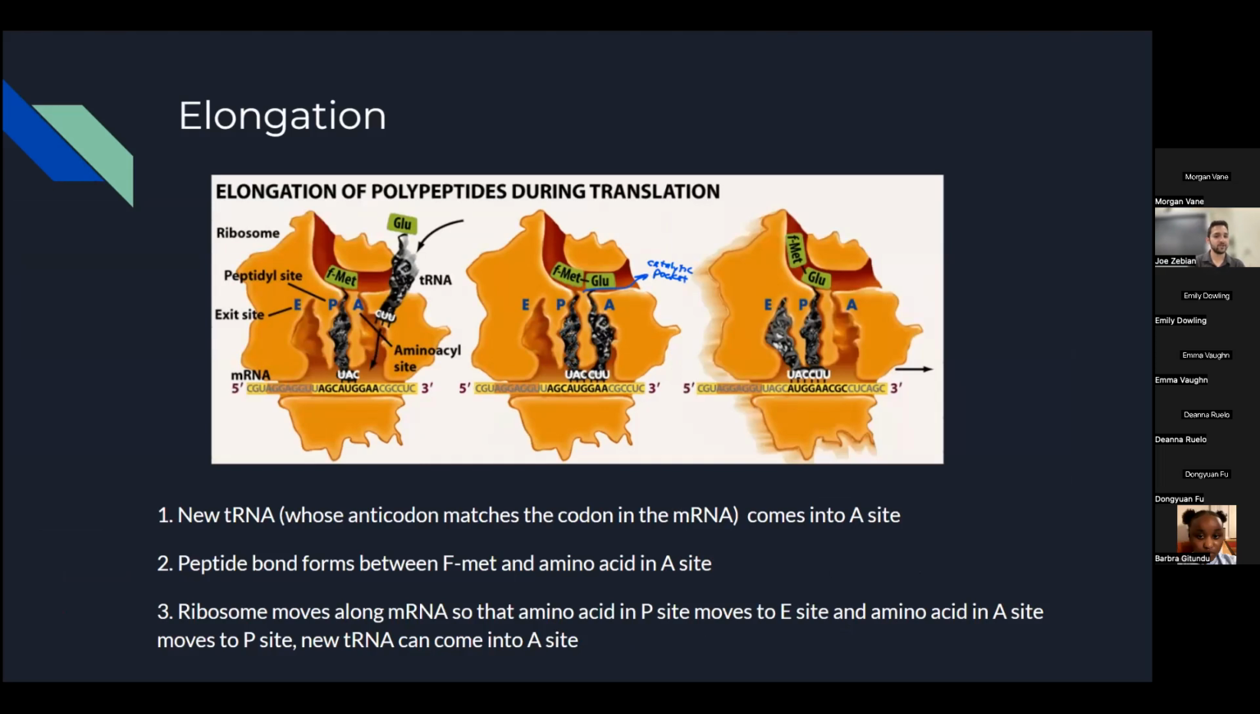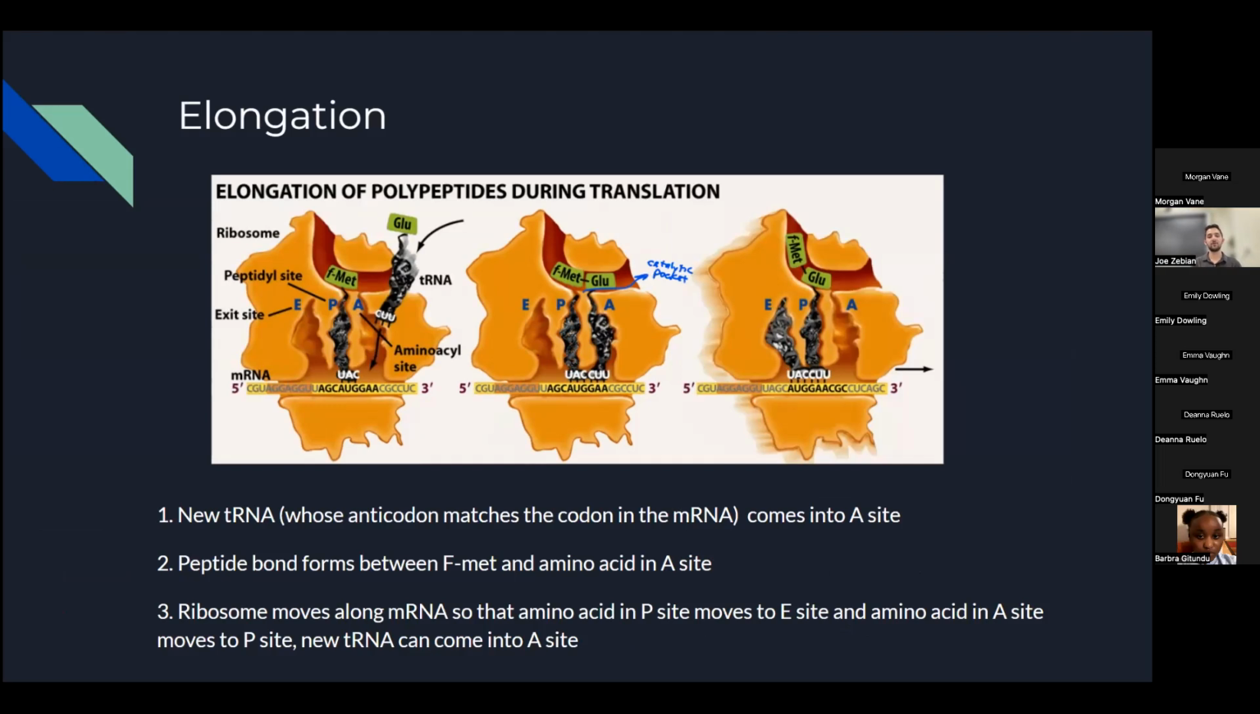Next step is elongation. The new tRNA whose anticodon matches the codon on the mRNA comes into the A site. It is worth noting that the formal methionine is the only amino acid that does not enter the ribosome through the A site. It enters through the P site. All incoming anticodons will enter through the A site, which is known as the active site.